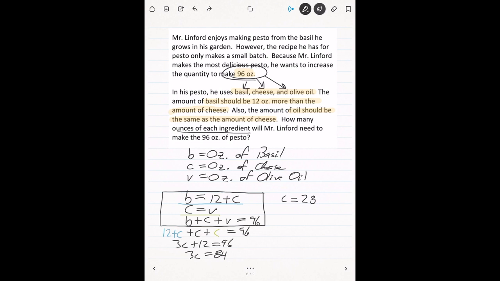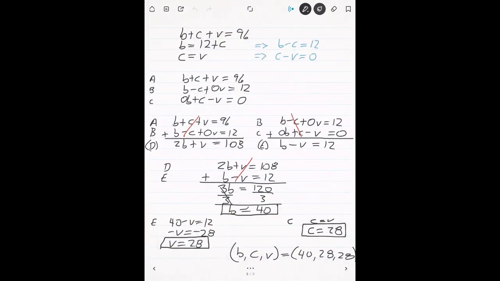If c is equal to 28, well, I know that v, since they're the same thing, v is also going to be equal to 28. Now let's figure out what b is. b is 12 plus c. Well, c is 28. So c of 28 plus 12 should be a 40. And there you go. We have this many ounces for each ingredient. And this matches what we had before with the 40, the 28, and the 28.